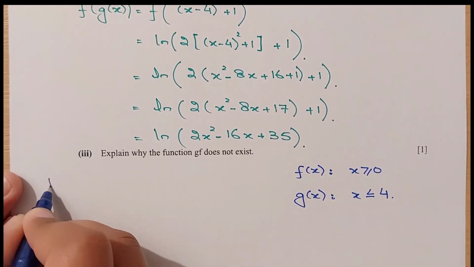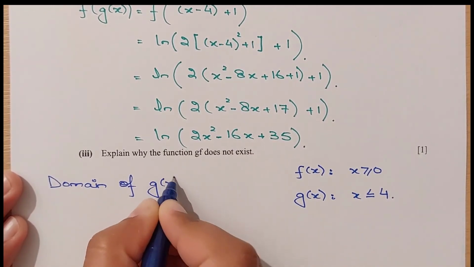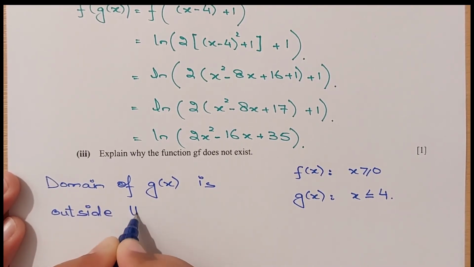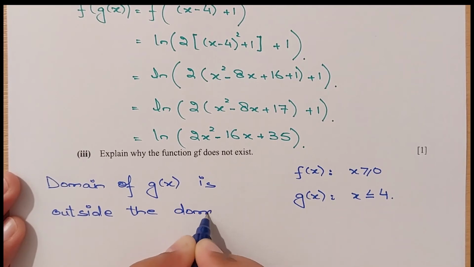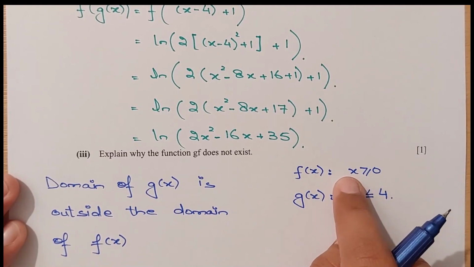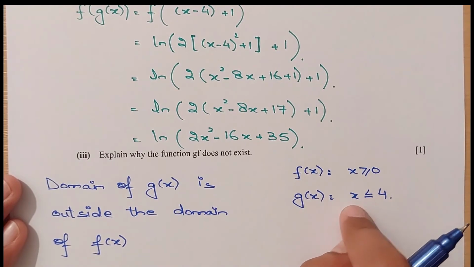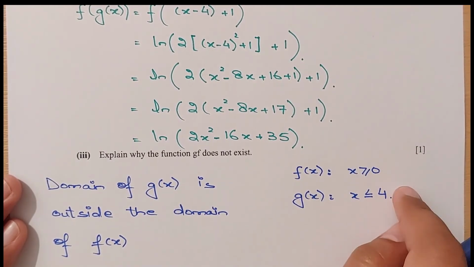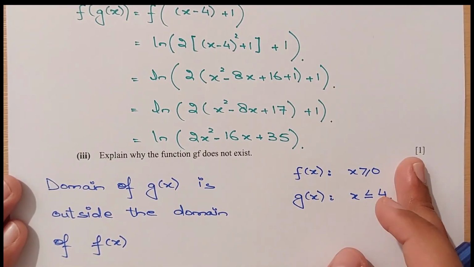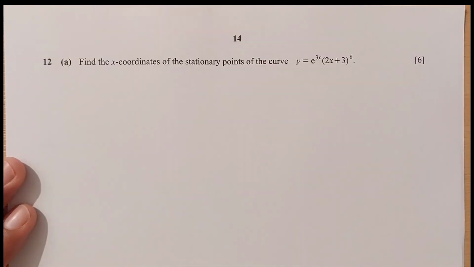So we can say that the reason is the domain of g of x is outside the domain of f of x, because f of x contains all the values that are more than 0. So g of x contains values that are less than 4: 4, 3, 2, 1 till 0, because between 0 to 4 that is okay, but for the values that are less than 0, g is outside the domain of f. So there is a discontinuity, so that is why g composition f does not exist.